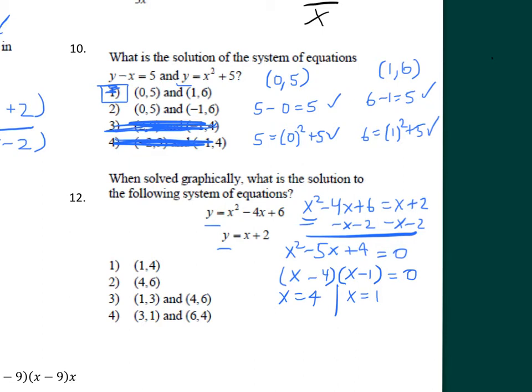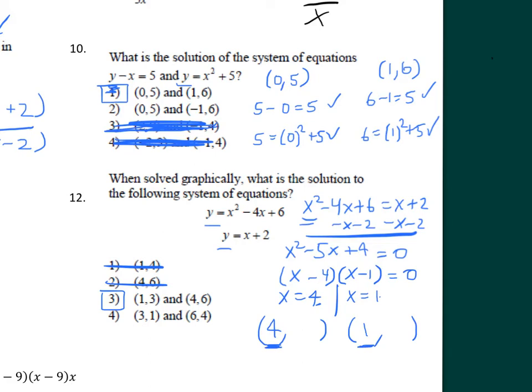Some people might immediately go to choose choice 1 because we have a 4 and a 1. However, what we found is just the x coordinate of the 2 points of intersection. So since we know we have 2 points, we can eliminate choice 1 and 2. And basically, we know that it's going to be choice 3 because those are the only options where we have a 4 as the x and a 1 as the x.